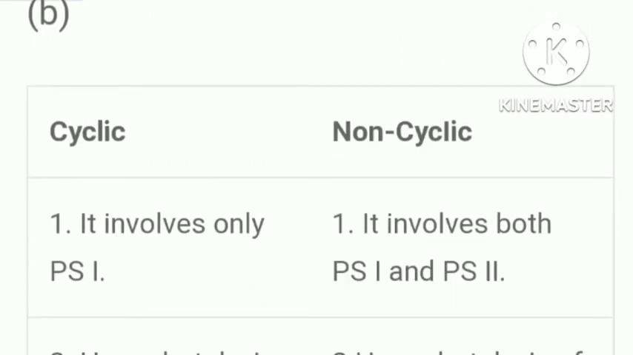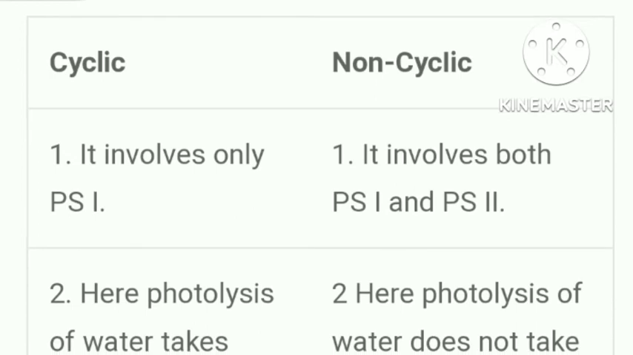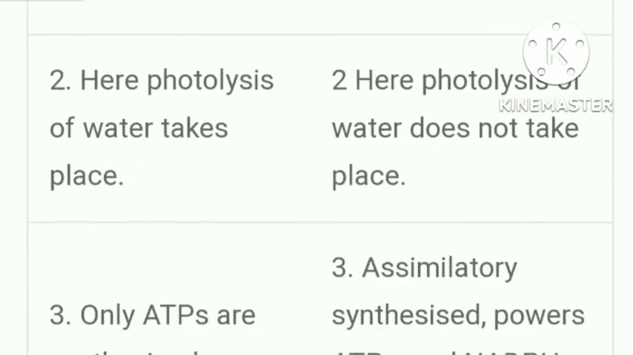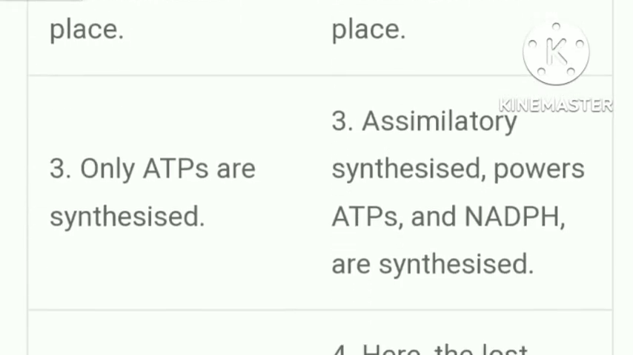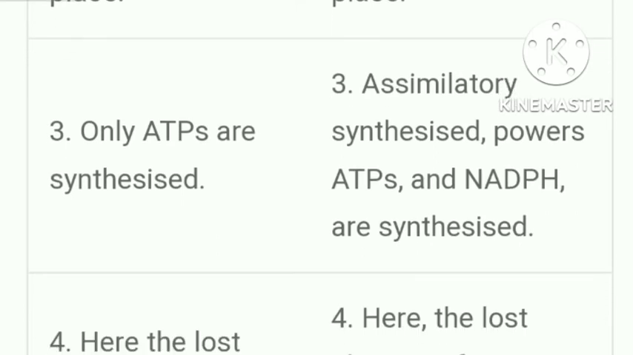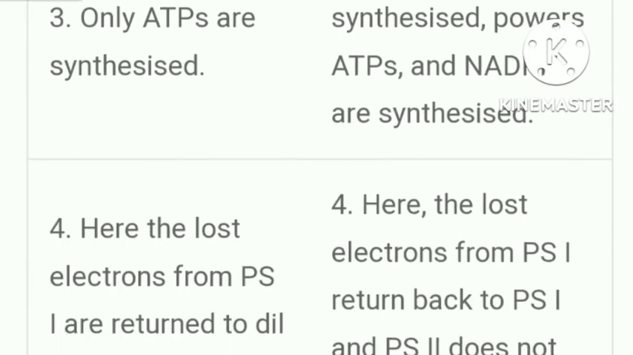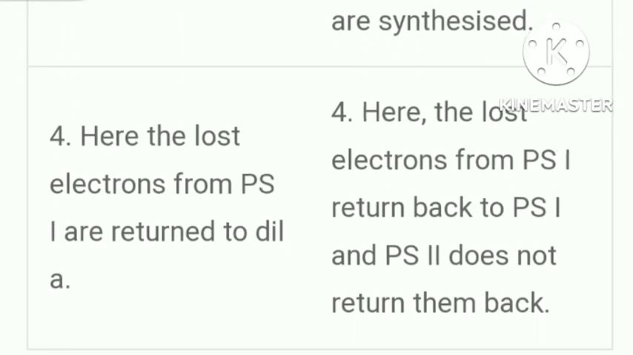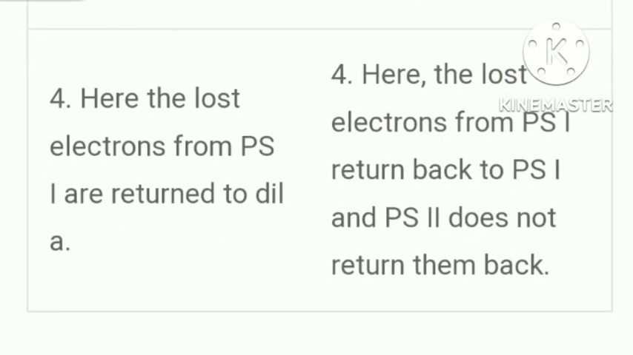Next, cyclic and non-cyclic. It involves PSI. It involves both PSI and PSII. Here, photolysis of water takes place. Here, photolysis of water does not take place. Only ATP is synthesized. Assimilatory powers ATP and NADPH are synthesized. Here, the lost electrons from PSI are returned to it. Here, the lost electrons from PSI return back to PSI and those of PSII do not return back.